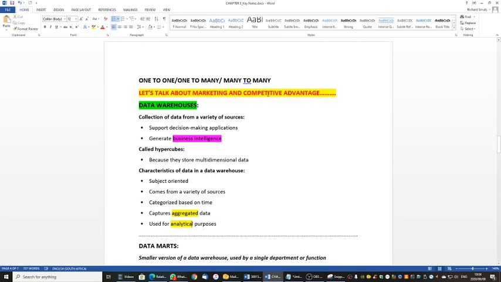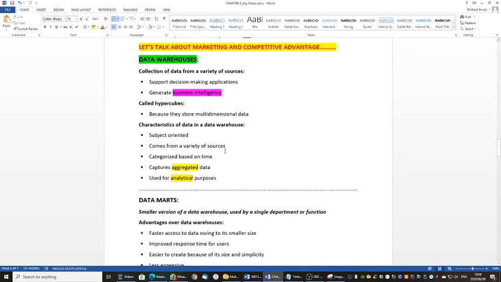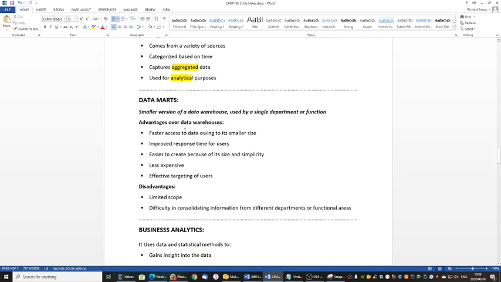Once again, why? To gain a competitive advantage. So that is basically the definition of a data warehouse. We also have something called a data mart. Very little difference. It is a smaller version of a data warehouse. So it is a data warehouse, it's just a smaller version used by a single department.